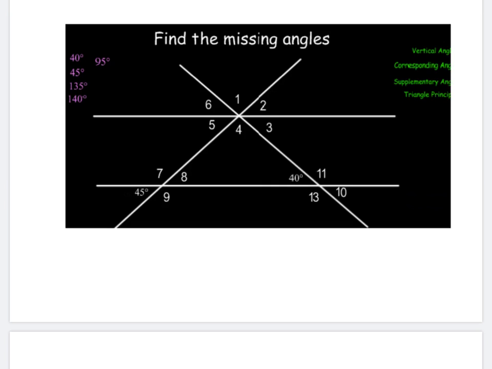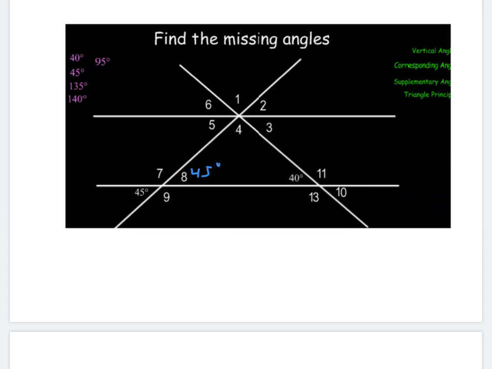We know two things. We know two of them in the bottom corners. So let's focus on the one on the left first. We know that that particular angle is 45 degrees. That should tell us something about angle 8. Angle 8 and the 45-degree angle are vertical to each other. So remember, vertical angles are angles that are across from each other. So that means they have the same measurement. So I know then that angle 8 is 45 degrees.